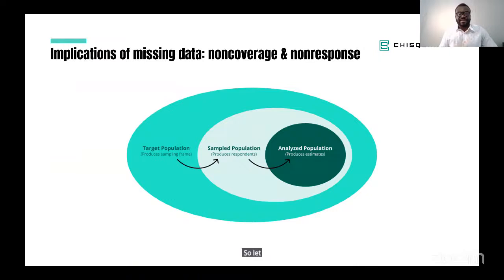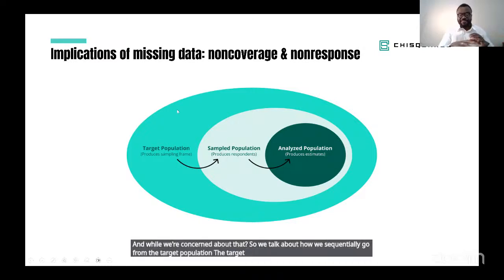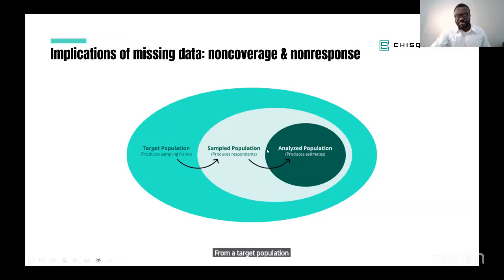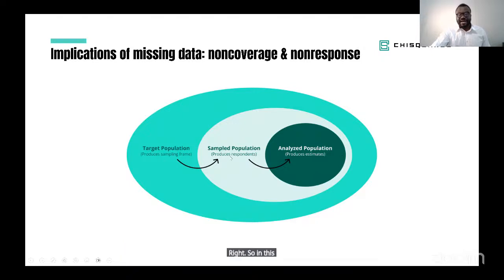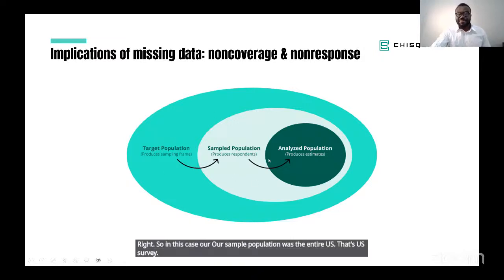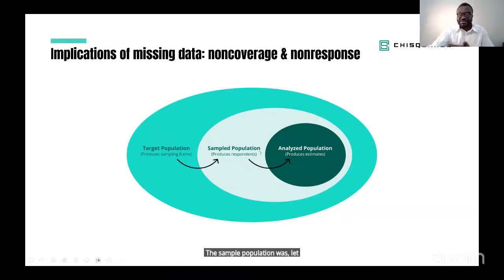So let's look at some of the implications of missing data and why we're concerned about that. We talk about how we sequentially go from the target population. The target population is the population that provides the sampling frame. From the target population, we go to the sampled population. Then from the sampled population, we go to the analyzed population, right? So in this case, our target population was the entire US, that's the US survey. The sampled population was, let's say, the 1,600 and something people that were in the data set, right?